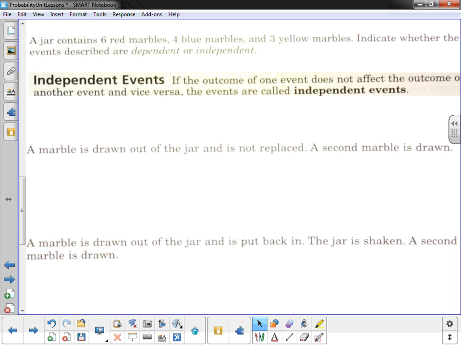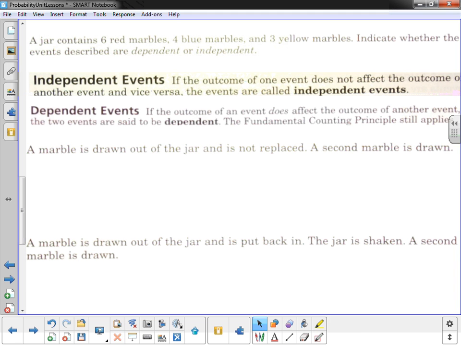So if she picks chorus, it doesn't matter which language she picks. If she picked French, it doesn't matter what her other class was either. They're independent of each other. The other category there is dependent. Dependent would mean that the outcome of one event does affect the outcome of the second event.